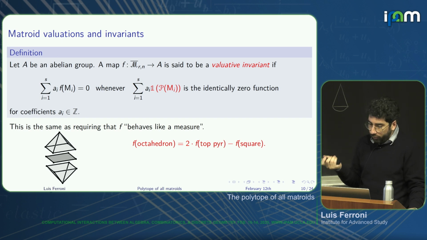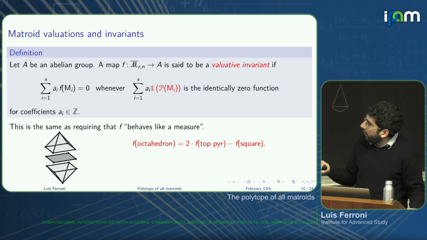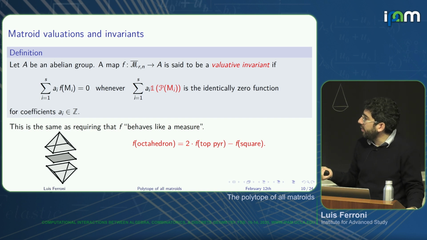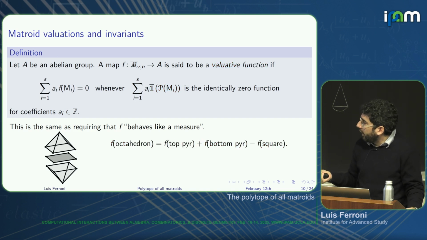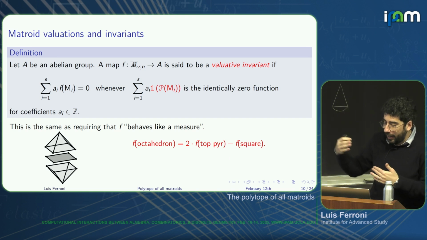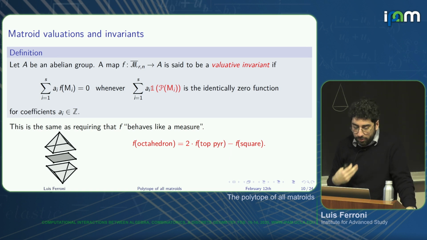So what I am changing with respect to the previous slide is that instead of valuative function, I'm writing valuative invariant. Here, instead of the overline, I am just using the symmetrized indicator function. And for instance, here, instead of having the relation like f of the top pyramid plus f of the bottom pyramid, I can just write 2 times f of the top pyramid because I am assuming that on isomorphic matroids, I'm taking the same values.